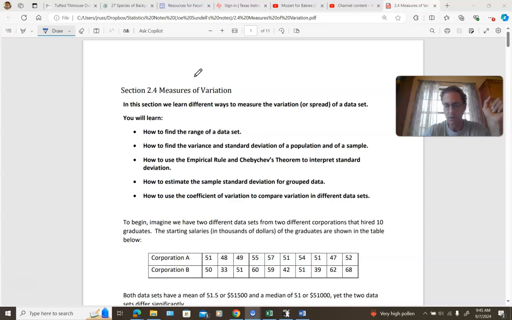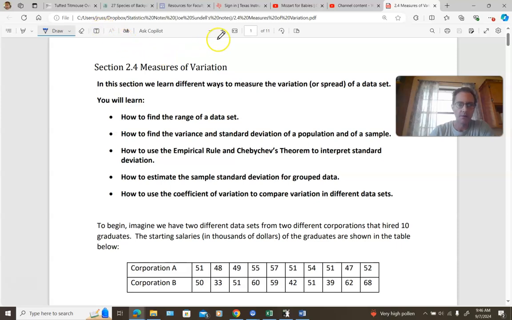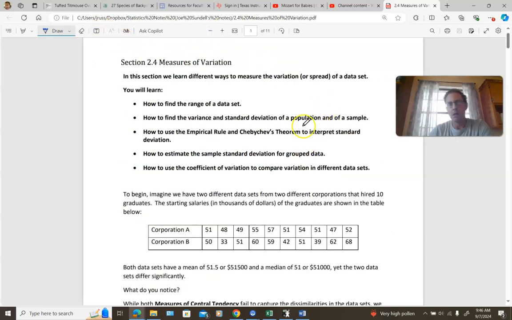If you guys recall, the mean was more impacted by outliers than the other two statistics. So anyway, today we're going to look at measures of variation. I'll go over these objectives real quick.